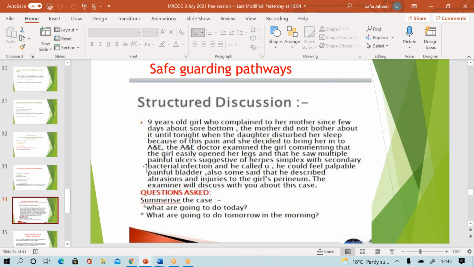Every trust has a safeguarding team. We have an adult safeguarding team and a children's safeguarding team. There is a lead, they are named people, and we can get that information from our intranet.